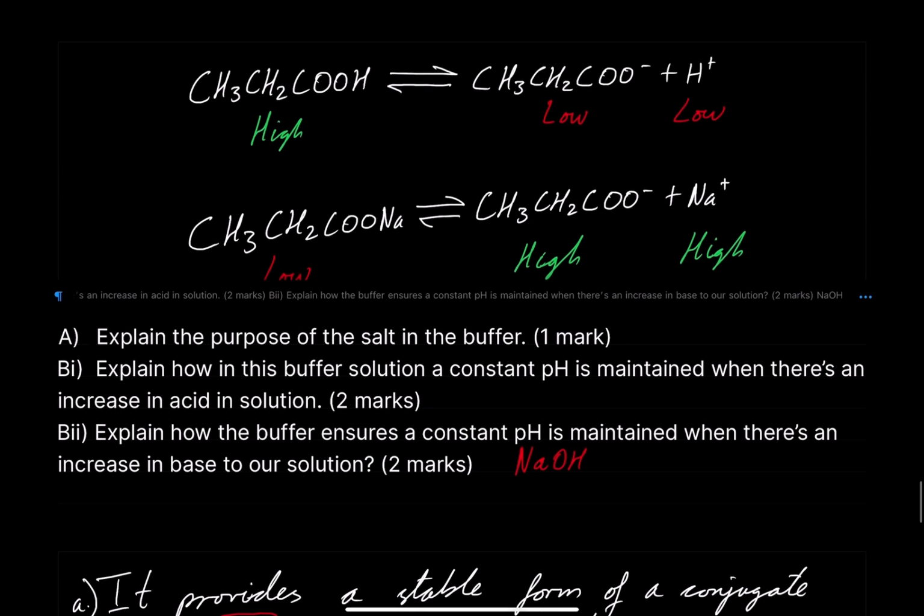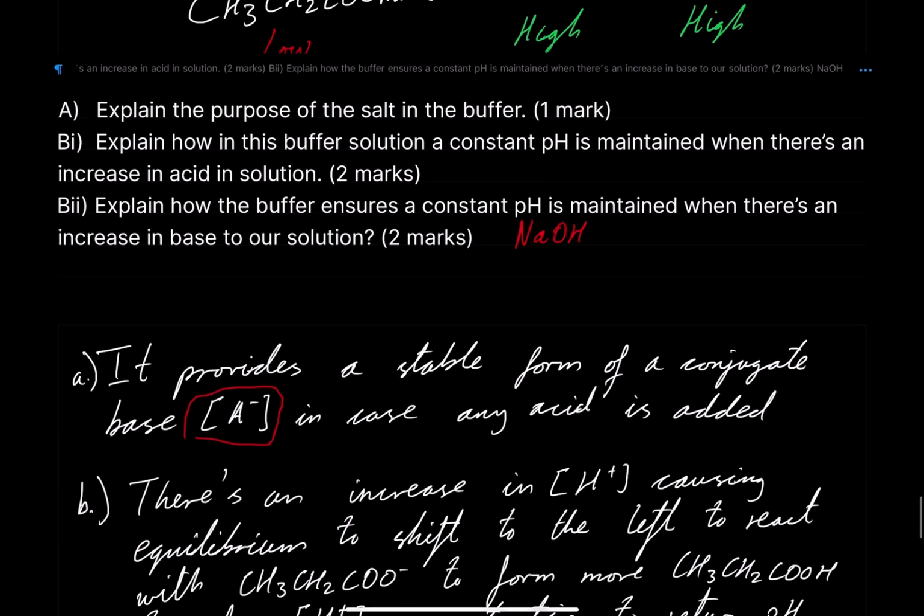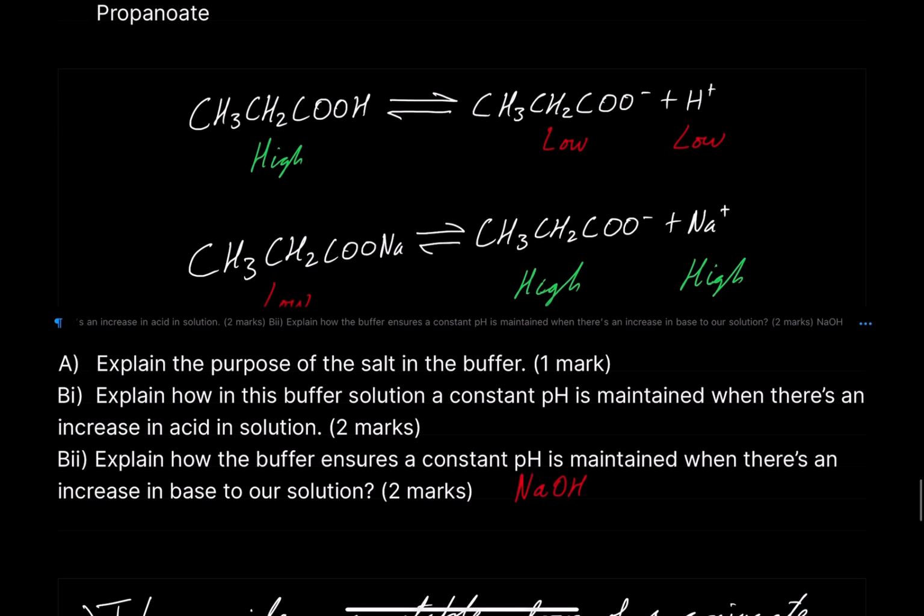But if they usually name a base, it'll be some sort of sodium hydroxide. If they haven't mentioned it, it is fair to assume that it'd probably be an OH minus hydroxide ion. So, explain how the buffer ensures a constant pH is maintained when there's an increase in base, so an increase in OH minus, to our solution.